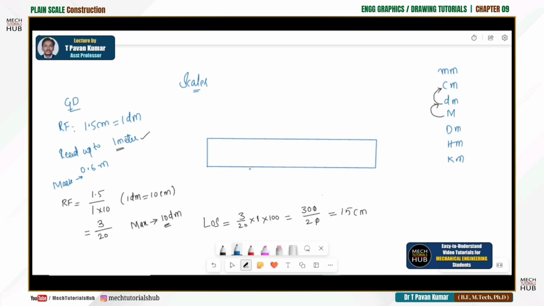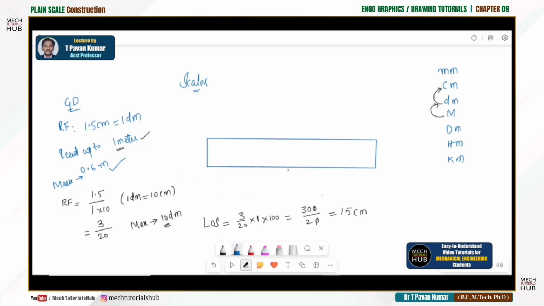Now I need to divide this into a number of parts. How many parts? That is more important now. So here the length of the line that is drawn on the drawing sheet is 15 centimeters, which is calculated. Length to be shown is 0.6 meters. That should be shown on the scale. So what am I supposed to do now? I need to divide that into a number of divisions.